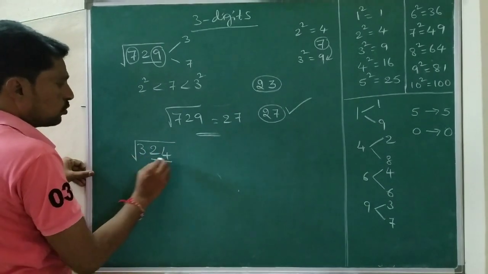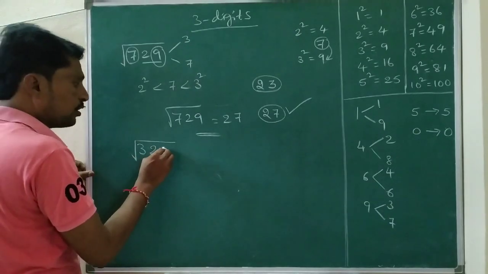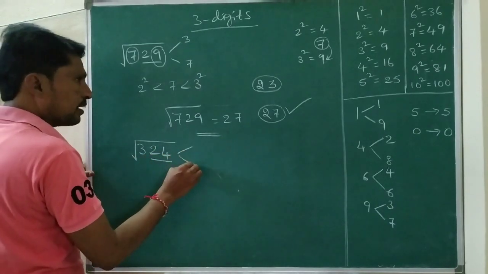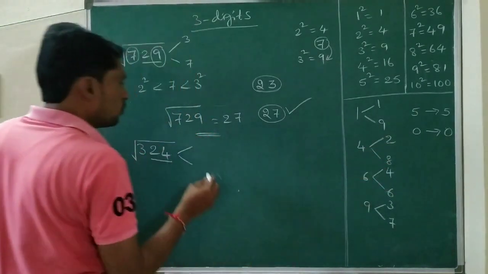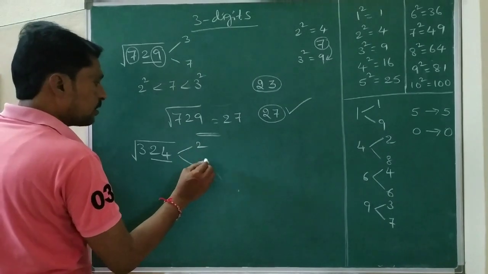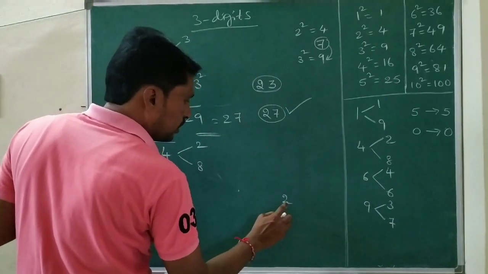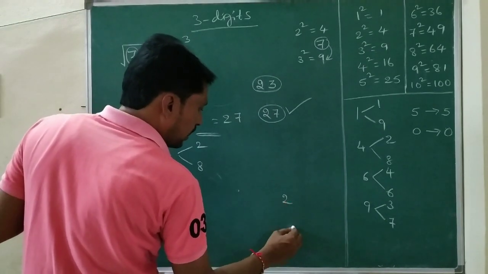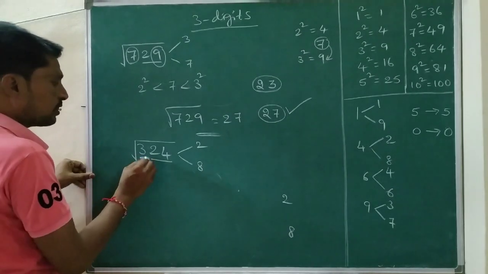Next, one more example: under root 324. Divide 2 digits, and 3 is left. The unit place is 4. To get 4, we need the 2 table and 8 table, 2 square and 8 square. So the possible unit digits of the square root are 2 and 8. Now take 3, which lies near a perfect square.